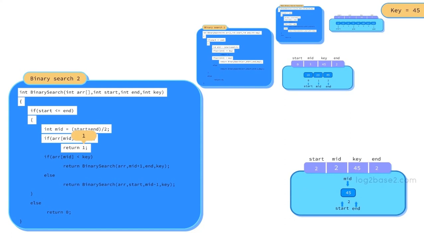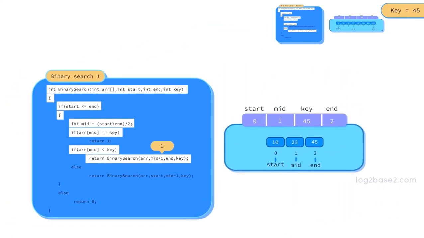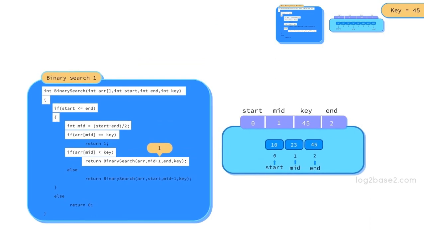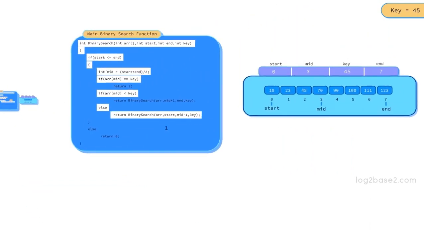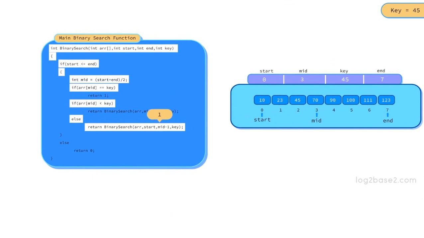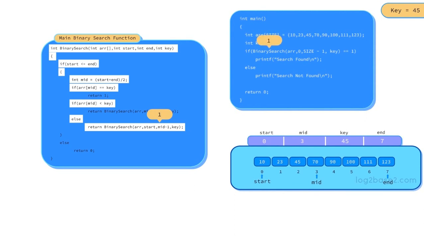So binary search 2 is returning 1 to binary search 1 and binary search 1 is returning 1 to this main binary search function. And finally, this function will return the result 1 to main function. So this is how we implement binary search using divide and conquer approach.